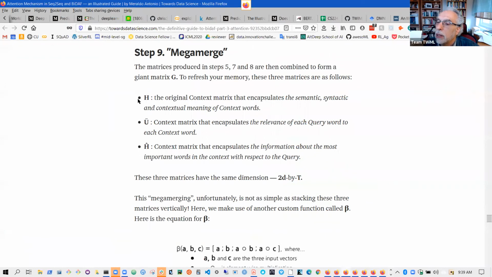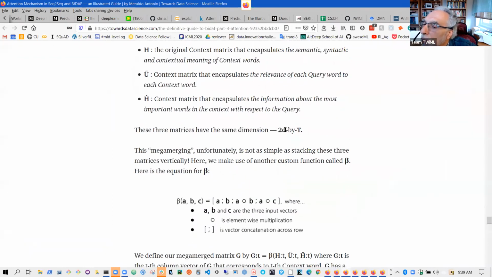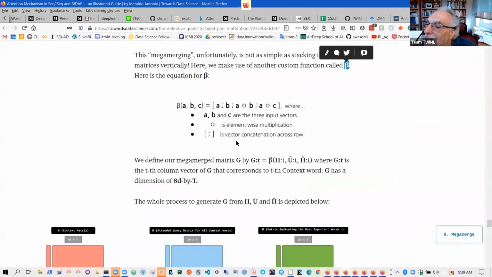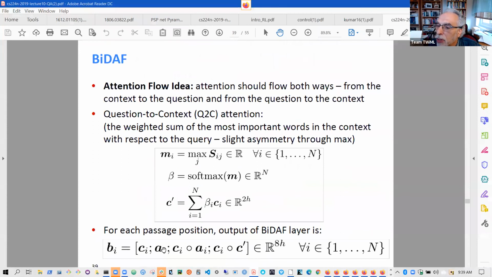So then step 9 is the mega merge. Unfortunately, it's not as simple as stacking these three matrices vertically. We make use of another custom function called beta. And again, this beta is not the same as the beta that we looked at in the Stanford lecture. But it is the BI that we looked at in the Stanford lecture. So I guess this is the mega merge. It's right here. The BI, right?